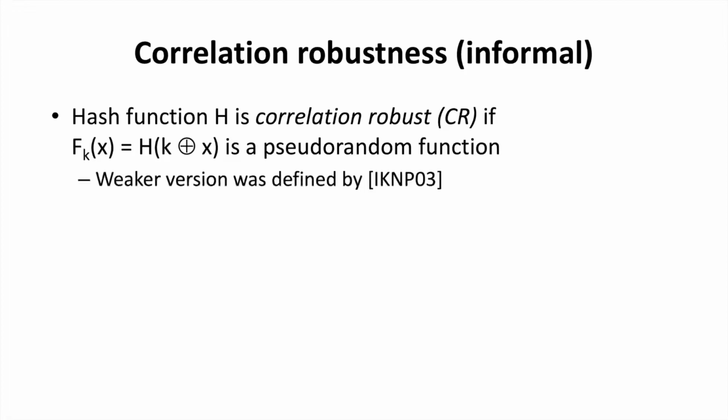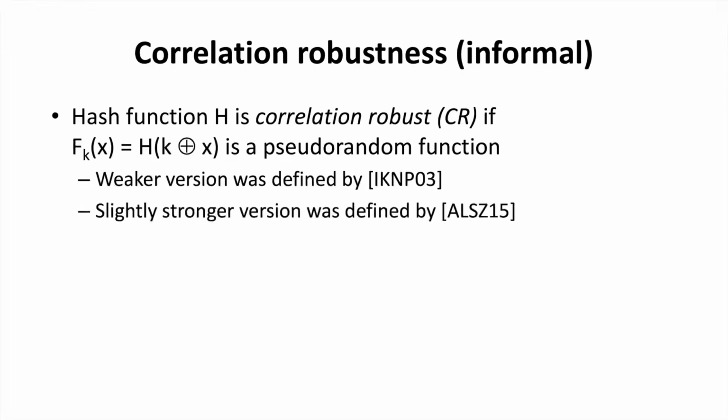Similar definitions have been proposed previously with weaker security. For example, in the seminal work of IKNP OT extension, they proposed a correlation robustness, but only require the corresponding function to be a weak PRF. Later on, a slightly stronger version was proposed in a follow-up paper where they only require K to contain certain min-entropy instead of being uniform.